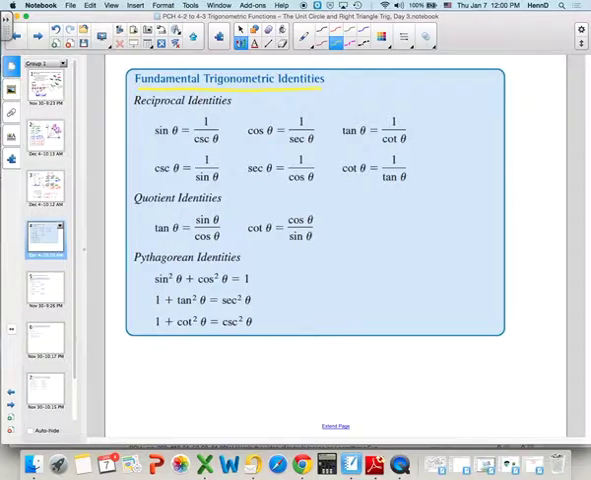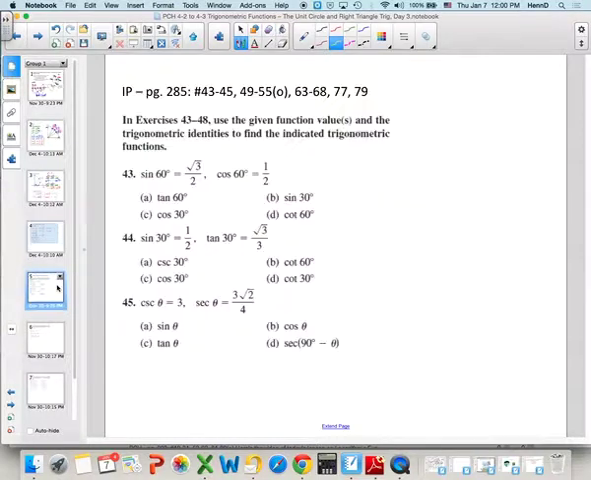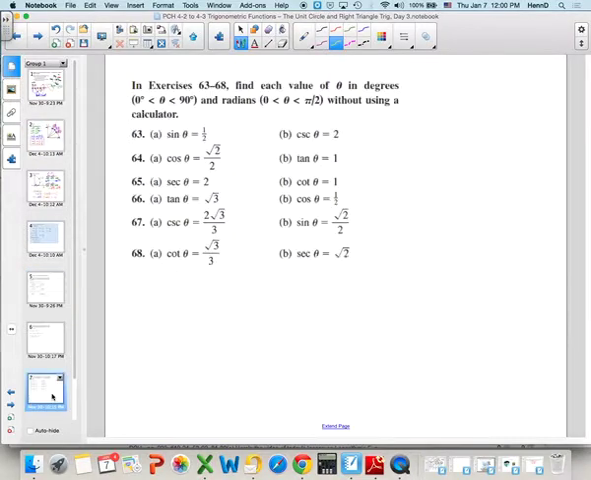Now I gave you some practice on these. Use your identities. For the last section, use your unit circle.